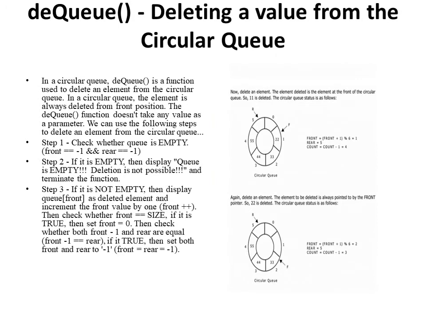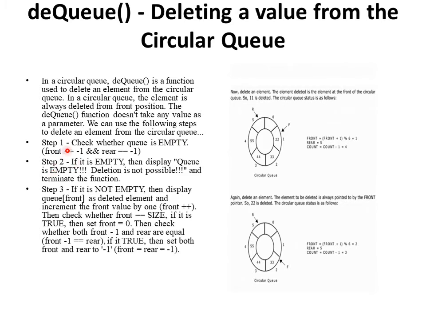In circular queue, dq is a function used to delete an element from the circular queue. As I said before, enqueue is insert and dq is deleting. In circular queue, the element is always deleted from the front position. The dq function does not take any value as a parameter. We can use the following steps to delete an element from the circular queue.